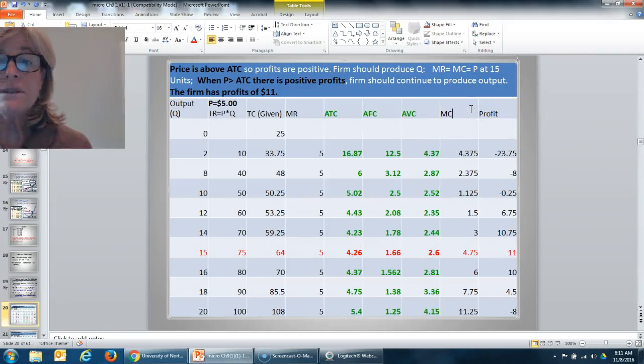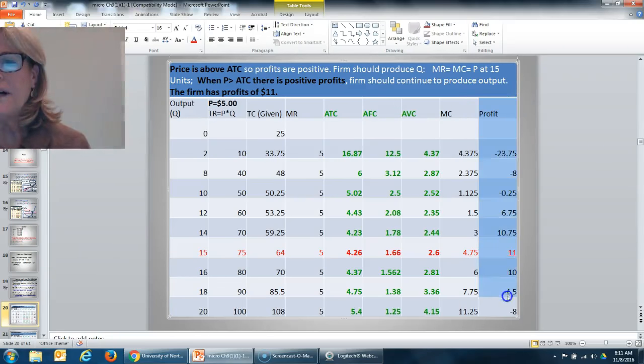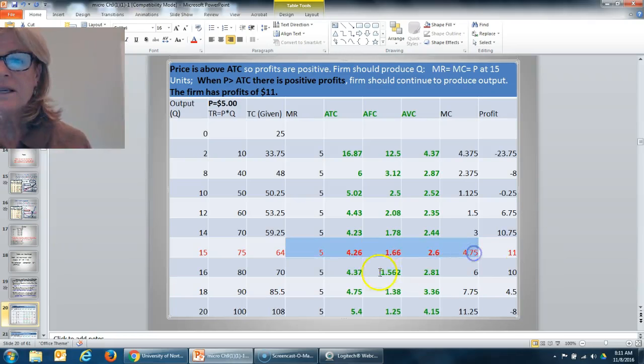So there's a couple of different ways to find Q star. We could find it by marginal revenue greater than or equal to marginal cost, or where profit is maximized. So we can just calculate profit and find where it is the largest. Okay, it's right here. Is that consistent with marginal revenue greater than or equal to marginal cost? Yes.